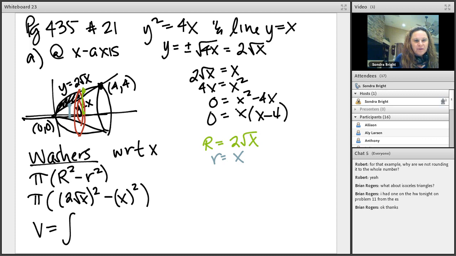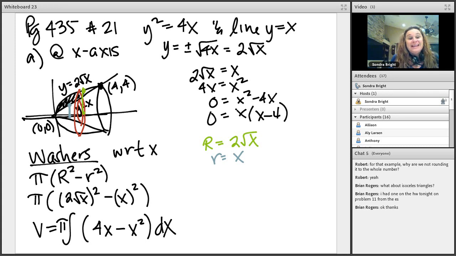That will be your volume, integrating. I'm going to throw the pi out front, and then it's the integral of 4x minus x squared dx. Your limits of integration, if you have dx, then you need x values, and your x values are going from 0 to 4. So don't forget limits here. If you've got dx, you should have x values. If you've got dy, you should have y values.